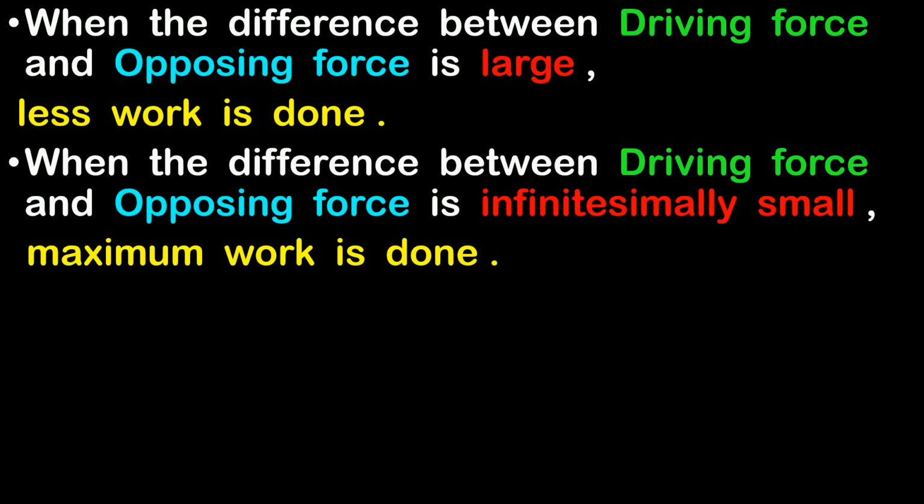So guys, I hope that you have understood the concept of maximum work. If you want to have maximum work, then you must have a reversible process, because in a reversible process the difference between both of them is infinitesimally small. I hope you know what a reversible process is. I have already uploaded a video on that as well.